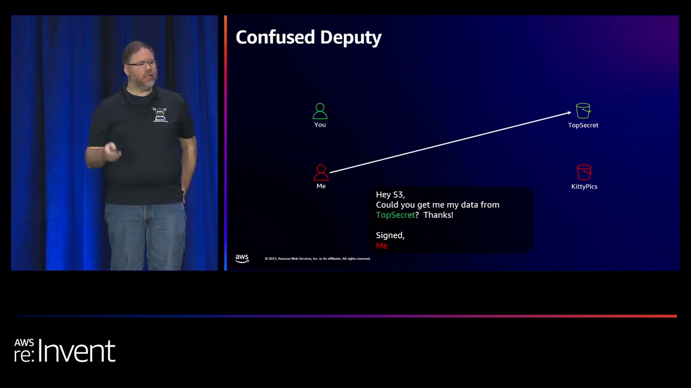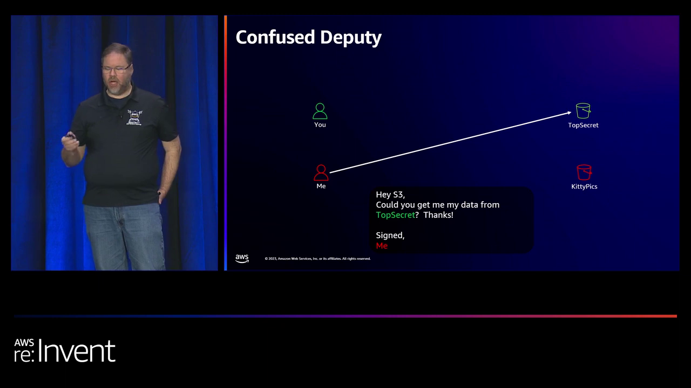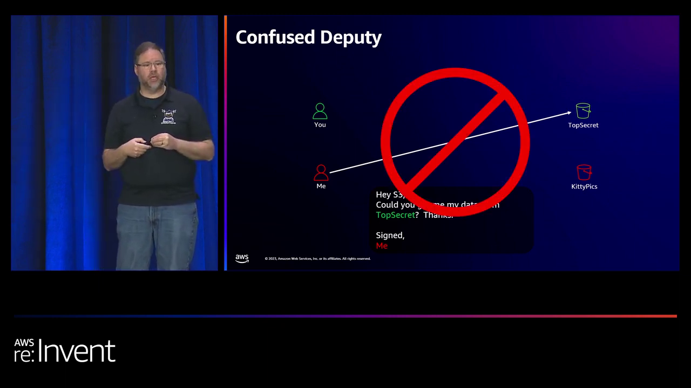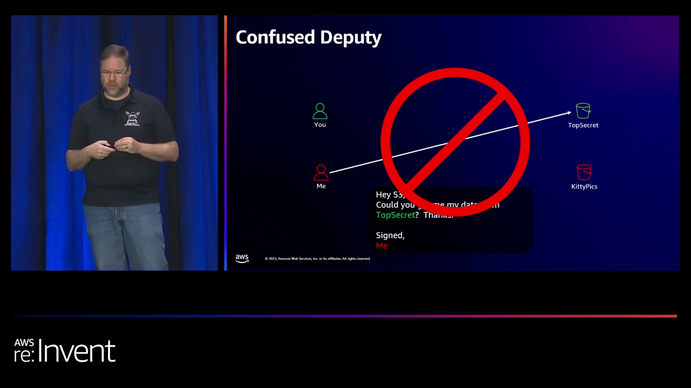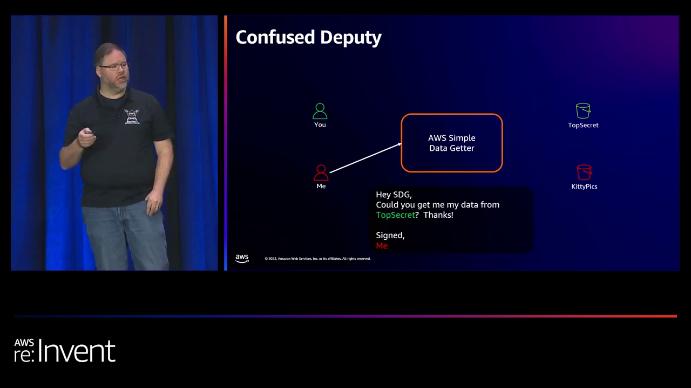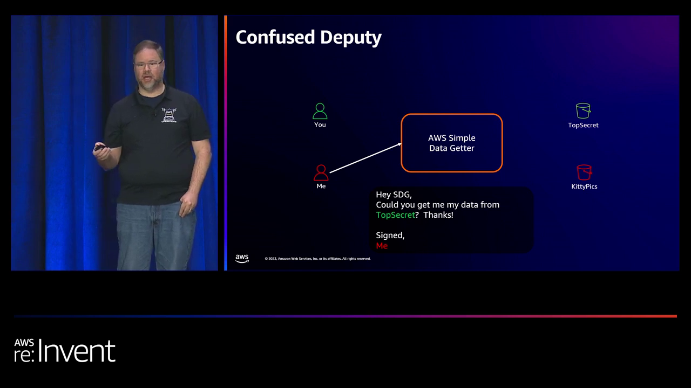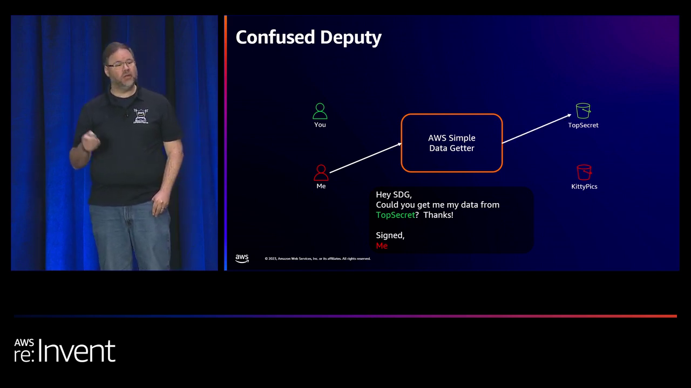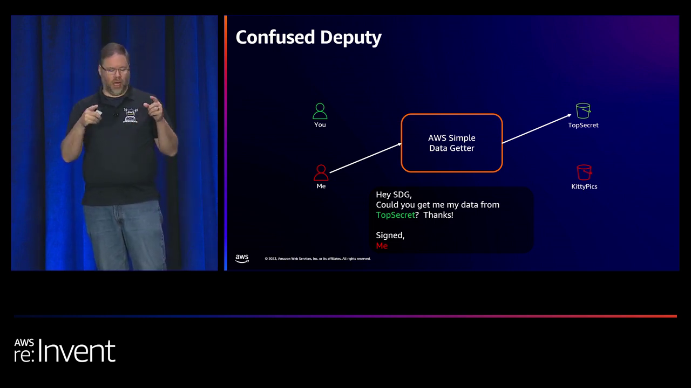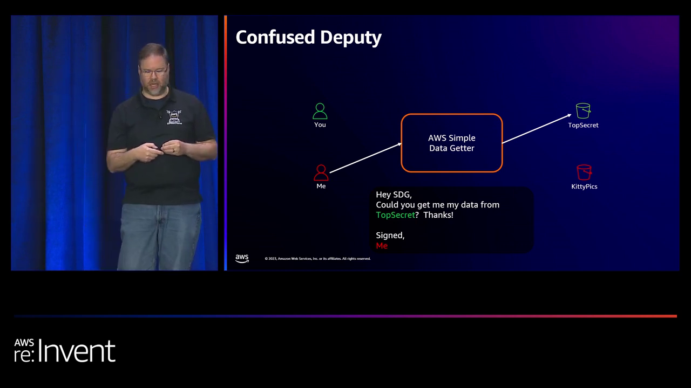Now, your data is top secret. You've locked it down. If I try and call S3 and get your data, I'm going to talk to the hand. I'm not going to be able to get to your data. That is exactly the purpose of our access control model. Of course I can't get to your data. But the Simple Data Getter can. So all I need to do is send a carefully formed request to the Simple Data Getter, and it's going to reach out to your top secret bucket because it has access to your top secret bucket. I am using the Simple Data Getter as my deputy. It is acting in a confused fashion. This is a confused deputy attack.